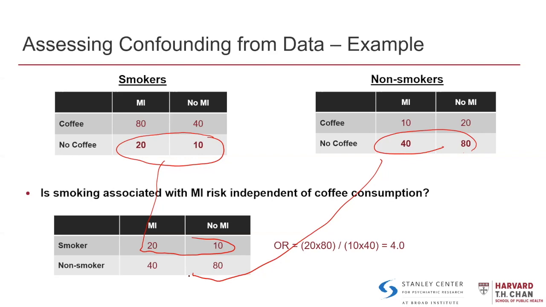And we can calculate the odds ratio by multiplying the cross products of the diagonal cells. 20 times 80 divided by 10 times 40, we get 4. So we can see that smoking is associated with MI risk. Those who smoke are 4 times as likely to have MI compared to those who are not smoking. And we established this relationship among non-coffee drinkers.